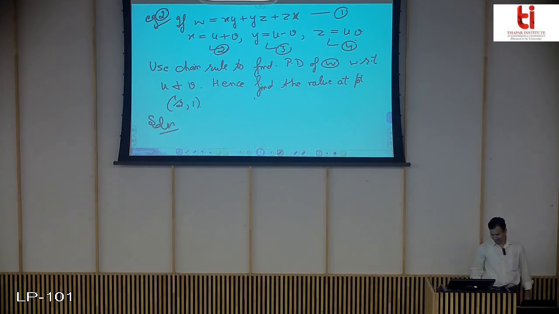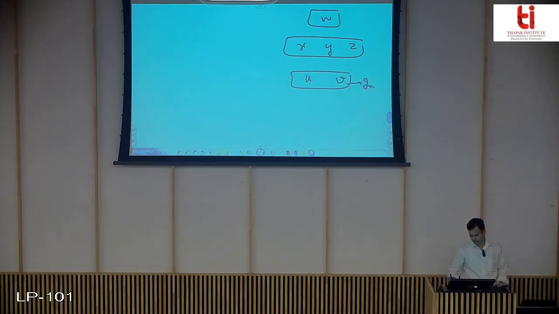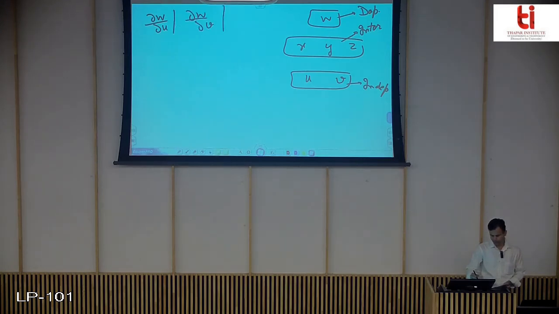Okay, so let us find the solution. The situation here is that w is a dependent variable depending upon three intermediate variables, and these intermediate variables in turn depend upon two independent variables. So these are your two independent variables, three intermediate variables, and one dependent variable. So this is the situation in the given example. We have to find the derivative of w with respect to u and the derivative of w with respect to v. We have to find these two.